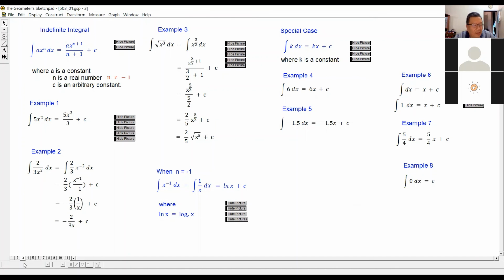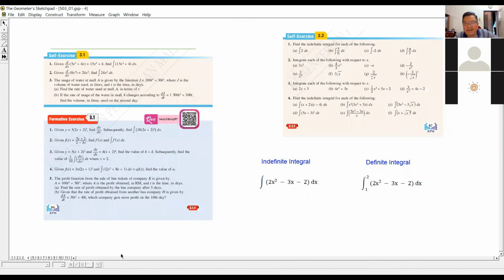No, teacher. Okay. For what Chen Tong came in just now, indefinite integral means this one. Right? Definite integral means you have the upper limit and lower limit.